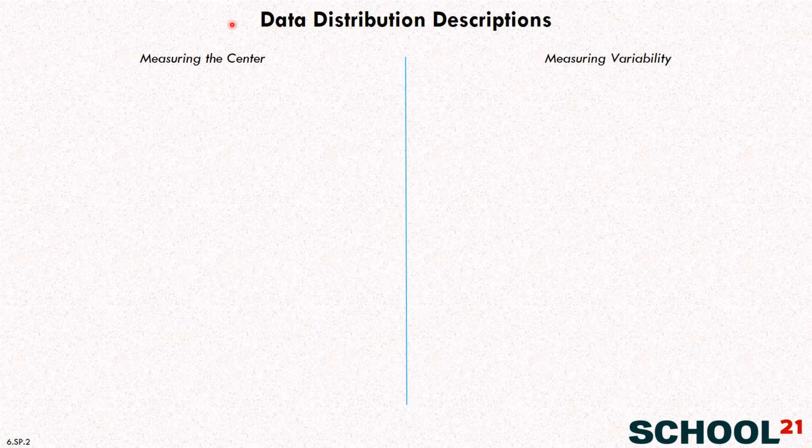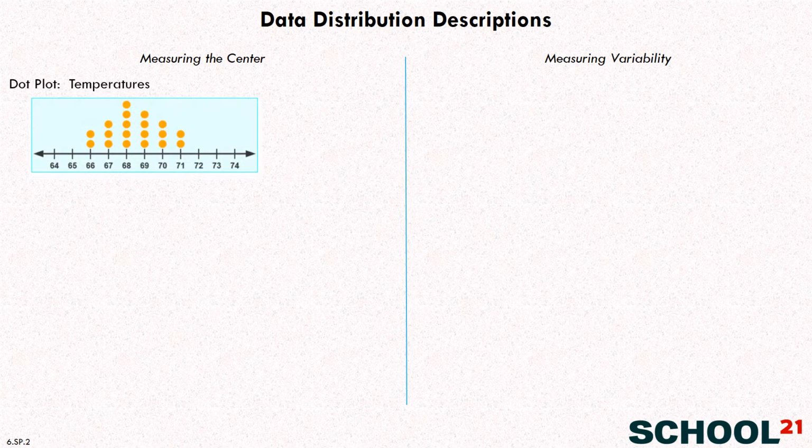When you look at data graphically, one of the things that you'll be able to do is give a description of the data distribution, how the data is appearing to be spread out or where the center of the data is. And those are the two things that we're going to look at, measuring the center and measuring the variability. So let's look at some examples.